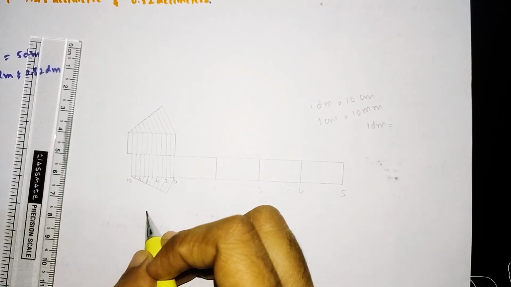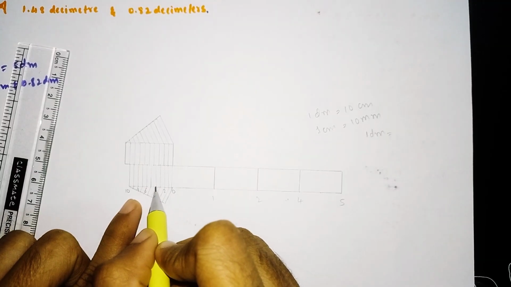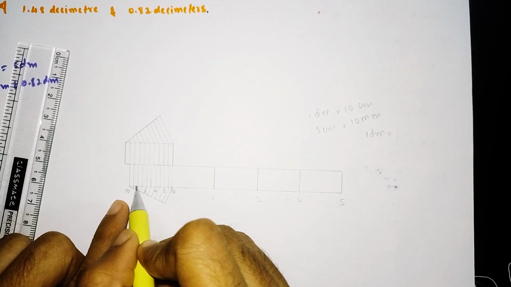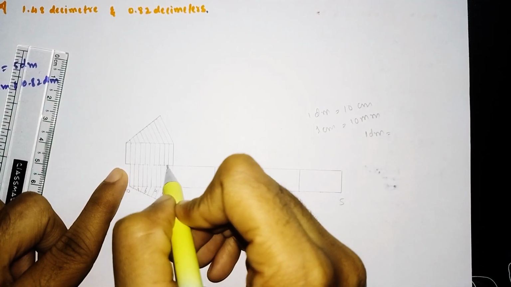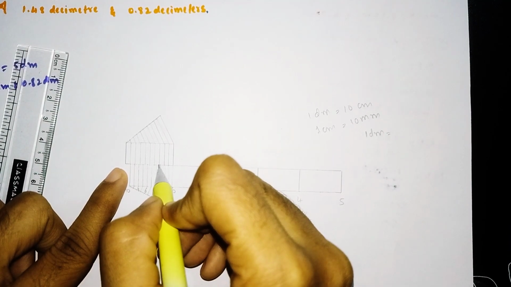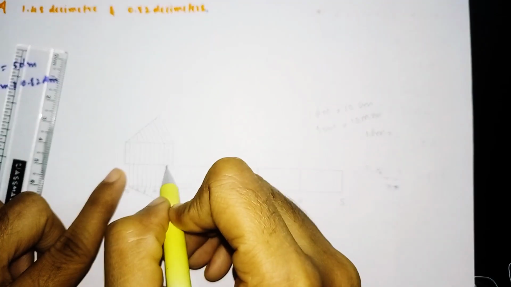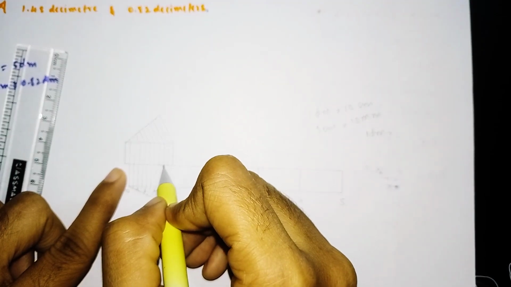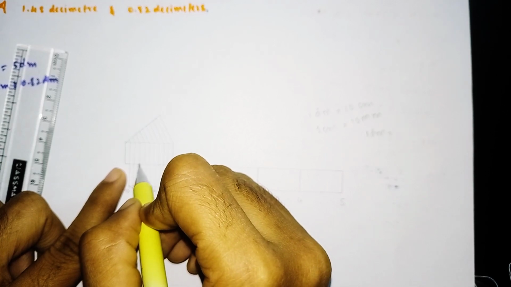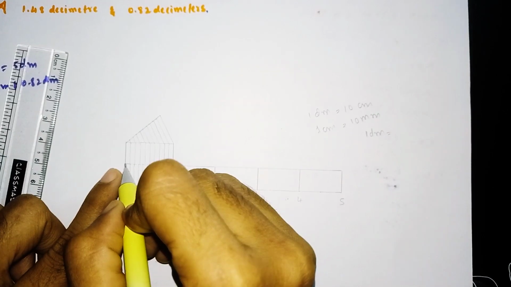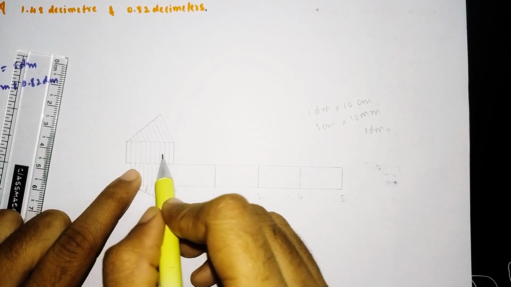And here how will we read this? We'll read 0, 1, 2, 3, 4, 5, 6, 7, 8, 9, 10. So when it comes to this, how will we read it? 0, 11, 22, 33, 44, 55, 66, 77, 88, 99. We'll read this vernier scale like that. In that way we have to read this.